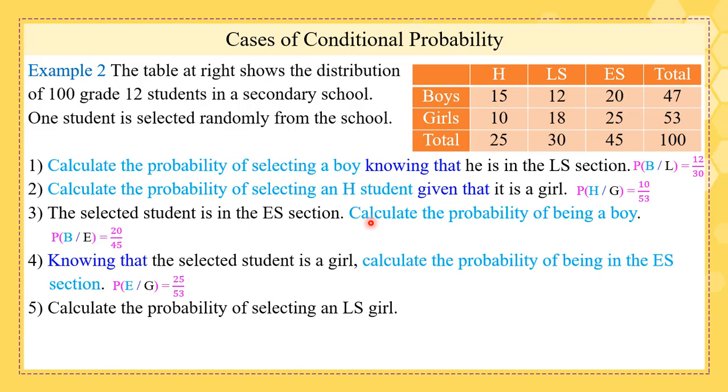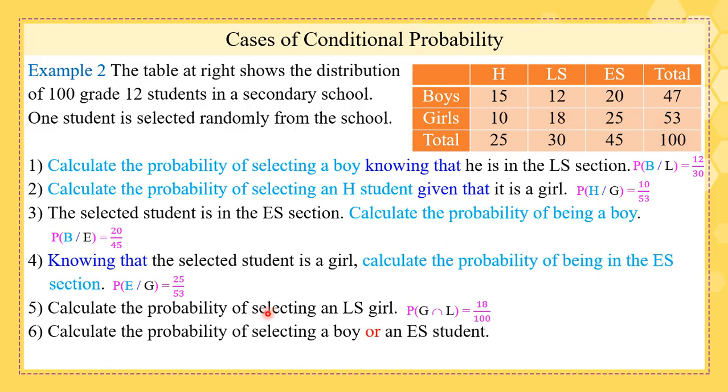So we must have two events, and it should be clear that one of the events occurred before the other. In this case, if we need to calculate the probability of selecting an LS girl, this would be translated as P of L intersection G. This would be the intersection between girls and LS, which is 18 in this case, over 100.